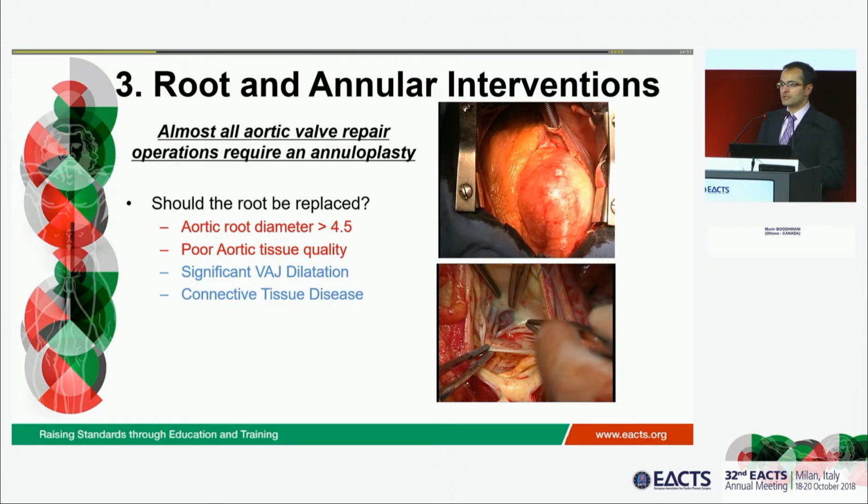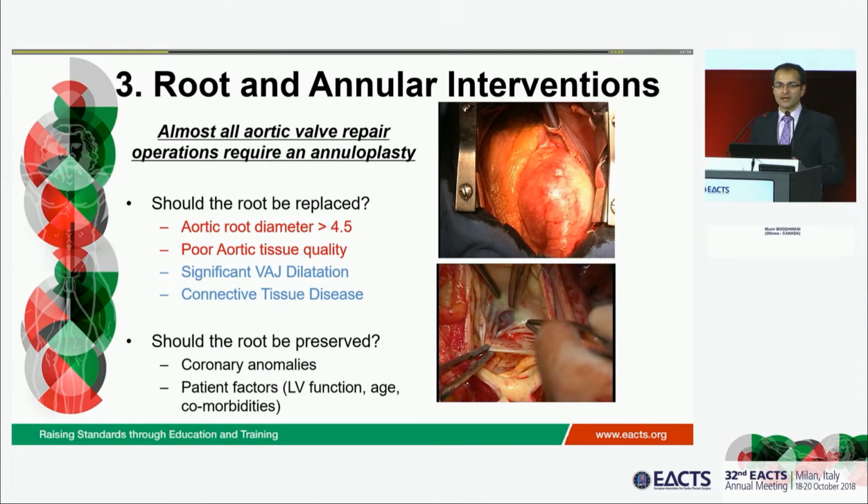With our experience in the aortic valve repair community to date, certainly aortic root diameter greater than 4.5 centimeters and poor tissue quality are important indications to proceed with root replacement. Some other softer or relative indications would be presence of significant VHA dilatation or the presence of connective tissue disorder. However, there may be factors that also sway you towards preservation of the root. Coronary artery anomalies are one example, as well as patient factors like left ventricular dysfunction, advanced age, or presence of comorbidities may push you towards a root-preserving valve repair.